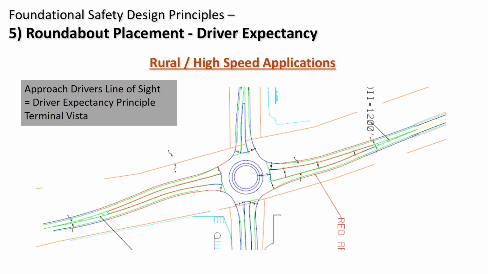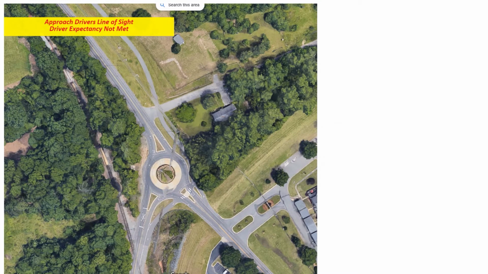So here's a revised placement and associated design. That puts the roundabout in the driver's line of sight on the approach, both from a distance and as you get closer. So this therefore adheres to the driver expectancy principles, provides a terminal vista, and you're going to have a much less chance of someone missing that project, like occurred at this project that recently was on the roundabout listserv.